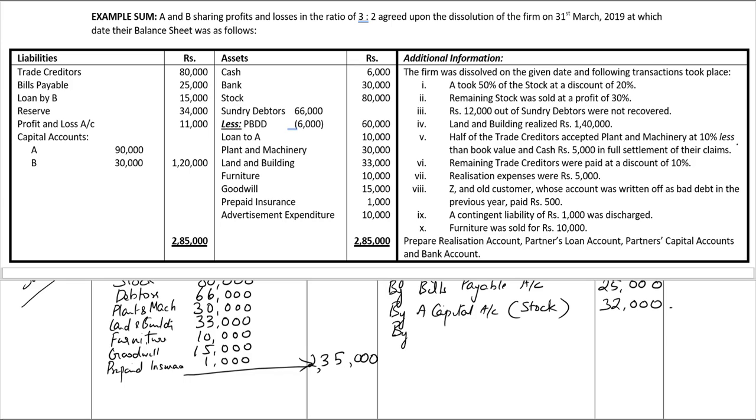Next, we'll write the entry for realization of assets by bank account. We'll begin with the second point, stock. It says remaining stock was sold at a profit of 30%. The remaining stock book value is 40,000 rupees. 30% profit comes to 12,000 rupees. So its amount realized is 52,000 rupees.